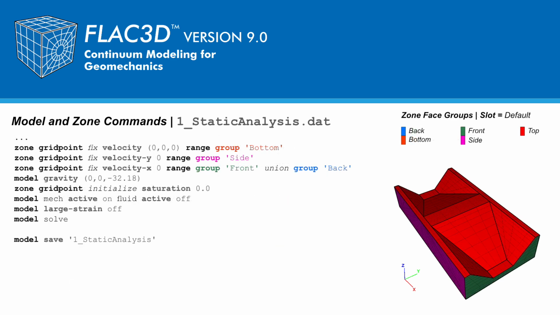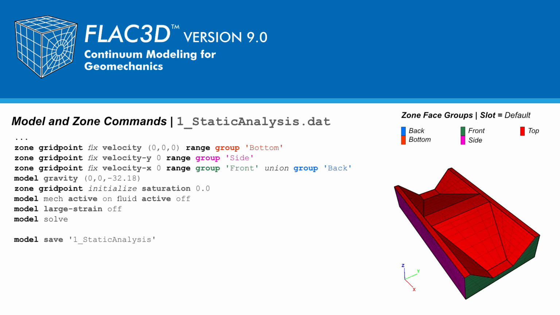Boundary conditions are now specified. Using the zone group faces in the default slot, the zone face group bottom is fixed in the X, Y, and Z directions. The two sides contained in the zone face group side are fixed in the Y direction, and the zone face group front and back are fixed in the X direction. In specifying these boundary conditions, the range command is included with specifications of one or more zone group face names.